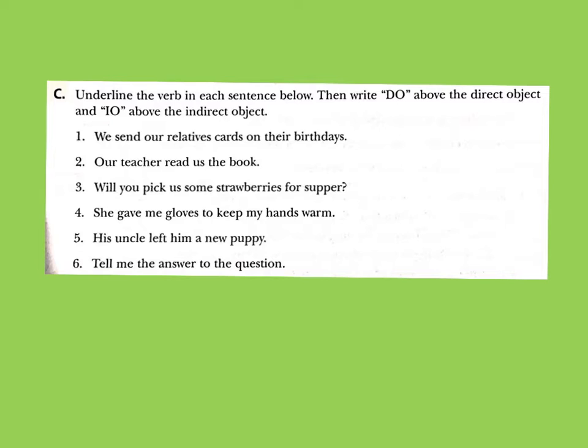Part C asks you to underline the verb in each sentence below. Then write DO above the direct object and IO above the indirect object. For a quick review of this lesson, you could look at exercise number 71 on page 87. So remember, your first step, I'll do question 1 with you, is to find the verb. So we send our relatives cards on their birthday. So the only action word here is send. So you would start by underlining that.